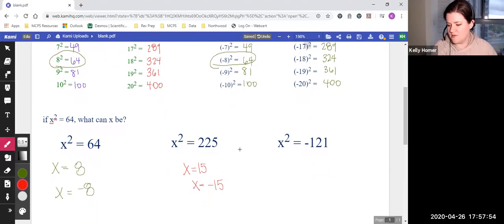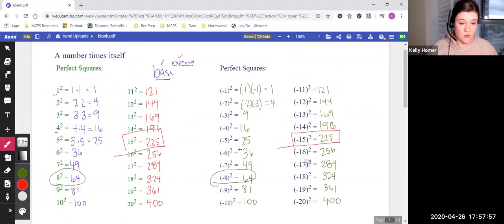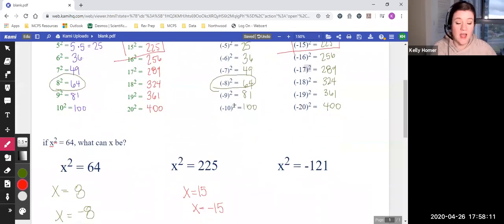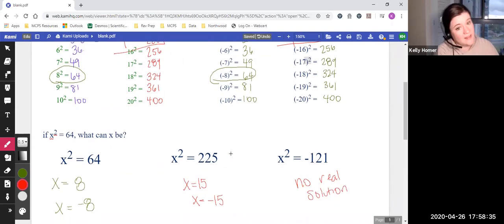X squared equals -121. I see 121, but it's not a negative, right? So that must mean what? That means there's nothing, right? There is no answer. At this point, we're not dealing with negatives. I mean, we're not dealing with irrational numbers or anything like that. So at this point, in Algebra 1, what squared is -121? No real solution. All right. They're not going to ask this on this test, but I just wanted to throw that out there for a thought. And that's that.